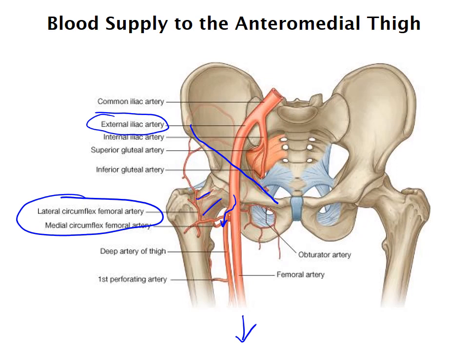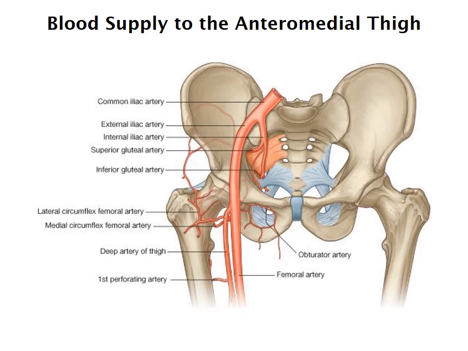Today in lab, you'll find the medial circumflex femoral artery coursing between the iliopsoas and pectineus muscles. The deep femoral artery also sends off those 3 to 4 perforating branches that supply the posterior thigh.